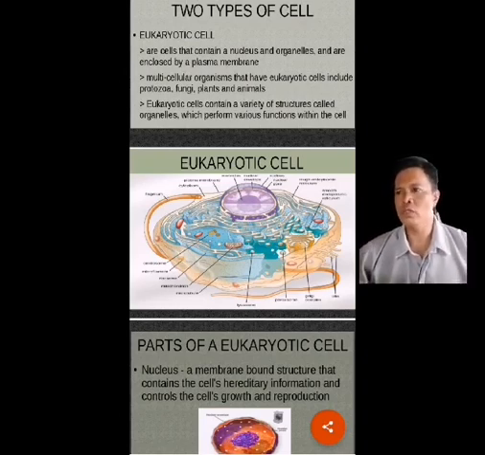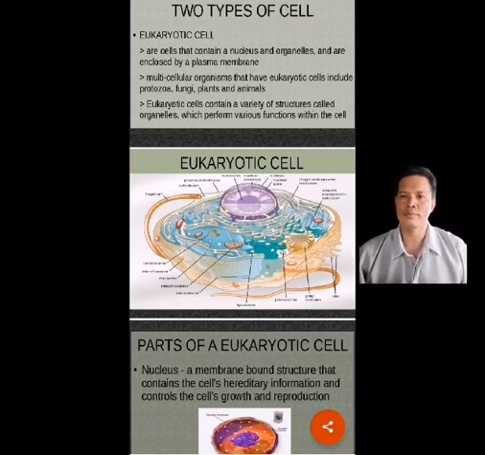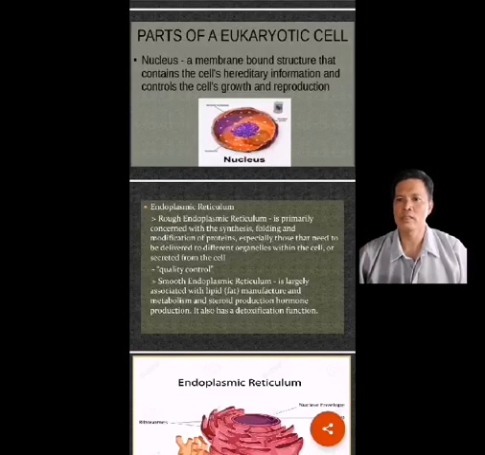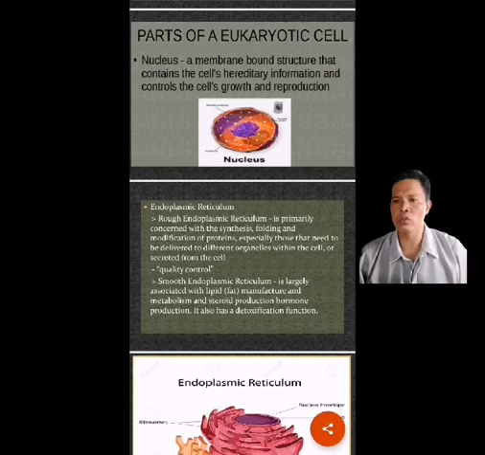The parts of a eukaryotic cell: number one is the nucleus. Nucleus, a membrane-bound structure that contains the cell's hereditary information and controls the cell's growth and reproduction. And the second one is the endoplasmic reticulum. There are two kinds of endoplasmic reticulum.